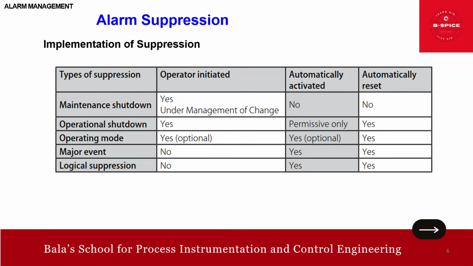So let's see the types of suppression. As I said earlier, maintenance, operational, operating mode, major event, and logical. Maintenance shutdown is operator initiated, and it is under management of change. Automatically activated? No, it will not. Automatically reset? No, it will not. Operational shutdown is operator initiated, automatically activated, permissive only. Yes, automatically it will reset. Once it becomes normal, then it will reset.